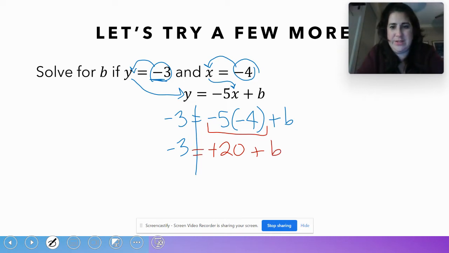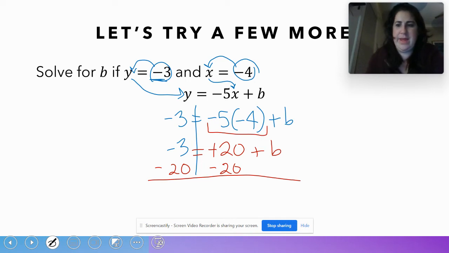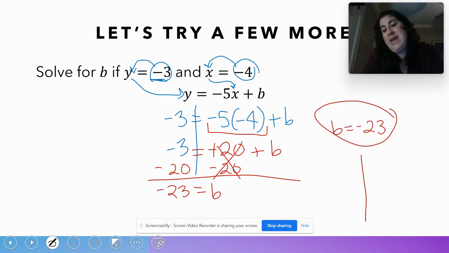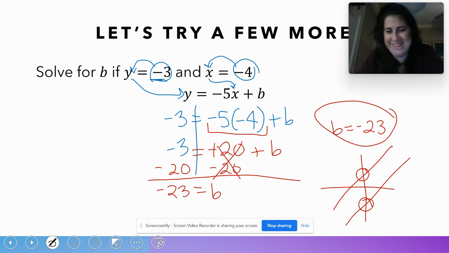Now this is a one-step equation, so I'm going to solve it. The opposite of a +20 is a -20 on both sides. -3 minus 20 in my handy-dandy calculator is -23 equals, this cancels out, b. So b equals -23. It's my y-intercept. It's where it crosses my y-axis, except it's negative, so it would be way down here.